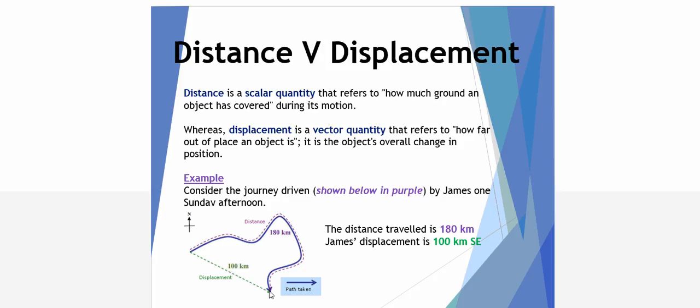However, if we're asked to look at James's displacement, which is in simple terms as the crow flies from a start and a direct shortest route to the finish, James's displacement from that 180 kilometre journey is actually only 100 kilometres in roughly a southeasterly direction. So hopefully this emphasises the difference between distance and displacement.